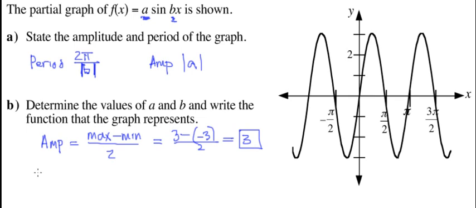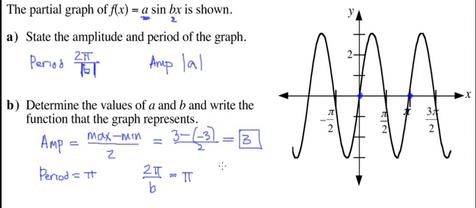For its period, let's see, if it starts there, it goes hill, valley, and it's done by pi, so its period is pi. Now that's not what they asked for. They asked for the b value. You remember period is 2 pi divided by b, and we just found that that equals pi. Can you solve that for b?